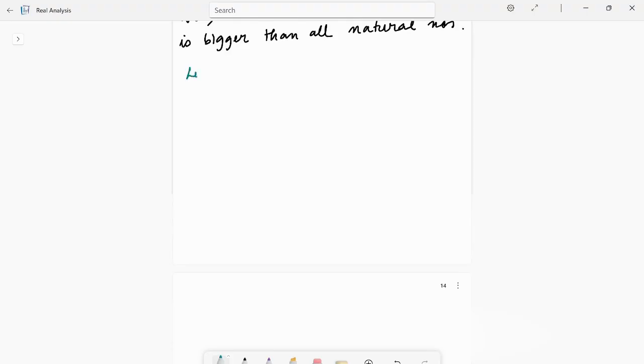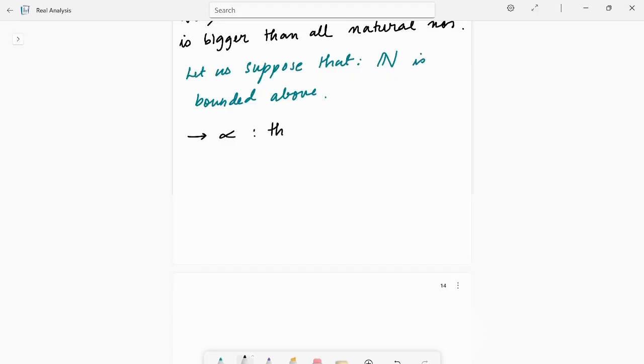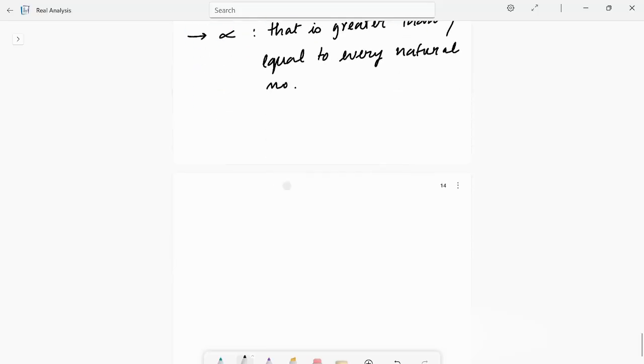The first line is, let us suppose that, what do we suppose? Let's say N is bounded above. Like, let's assume the opposite, that there is a number, let's call it alpha, which is greater than or equal to every natural number. We consider alpha, which is greater than or equal to every natural number.